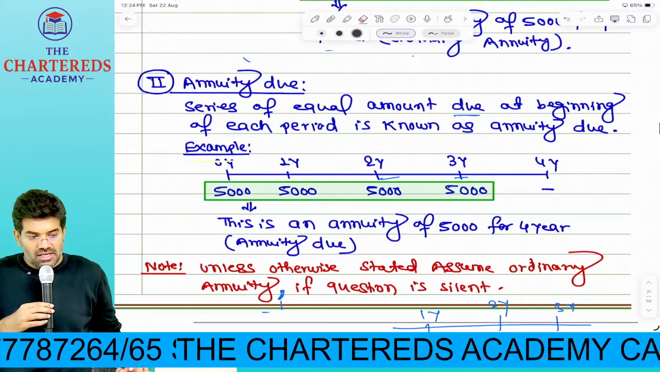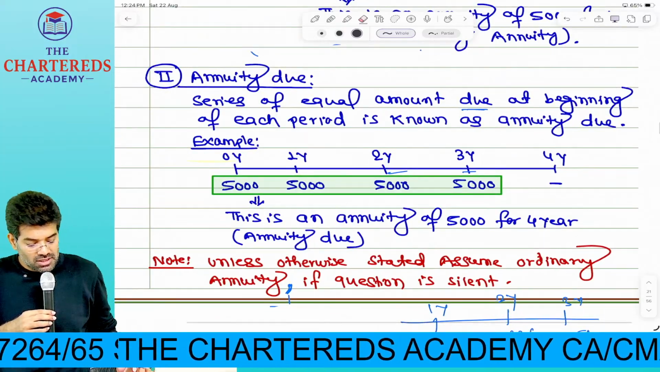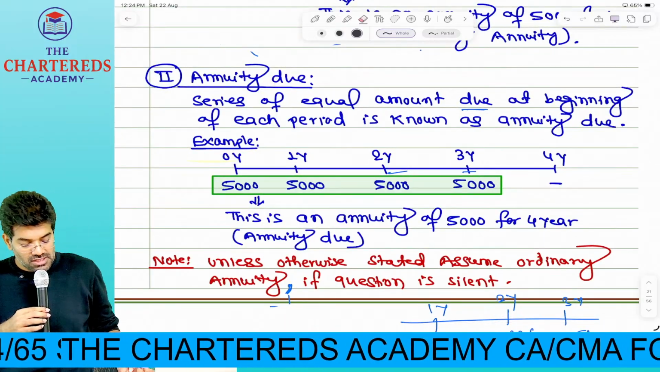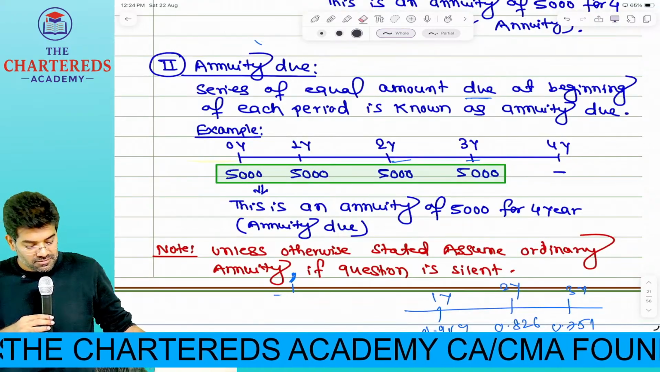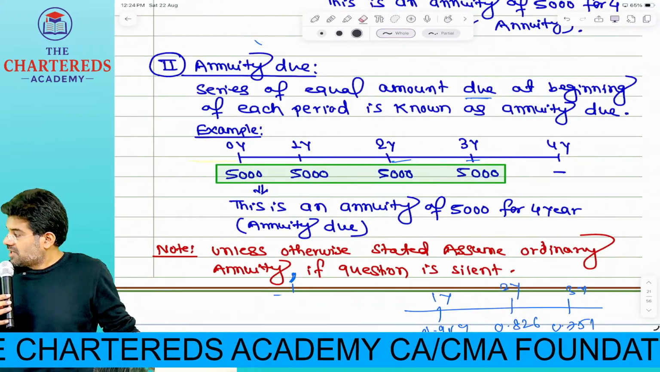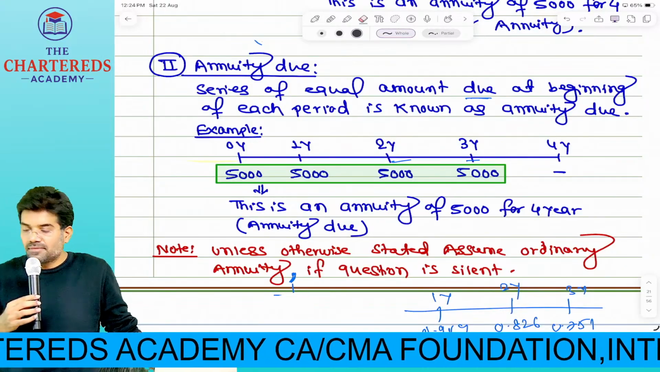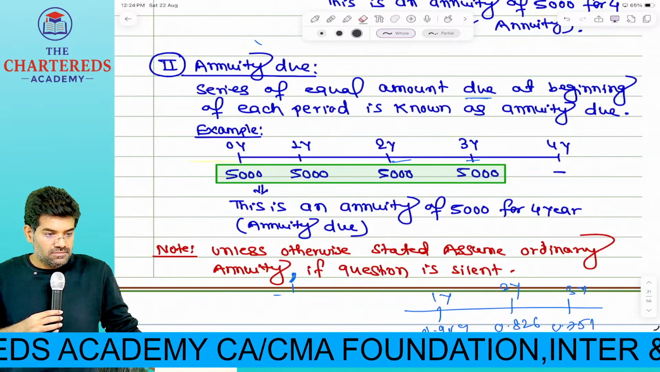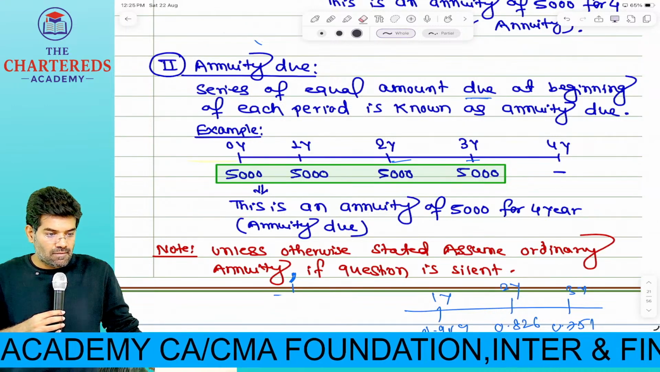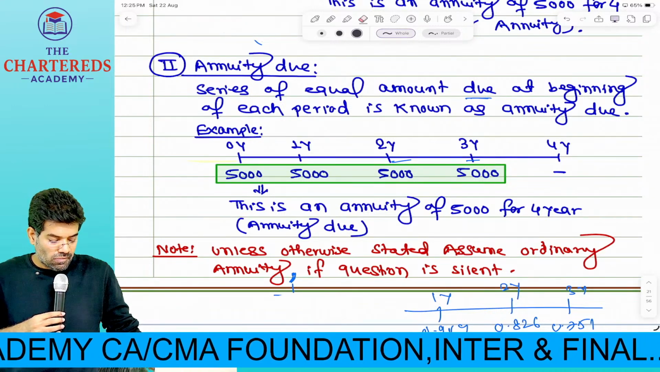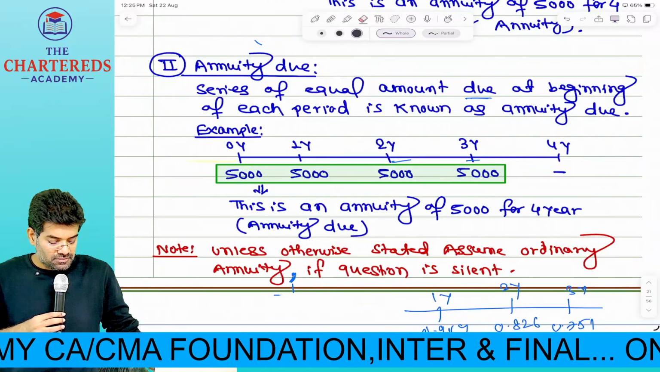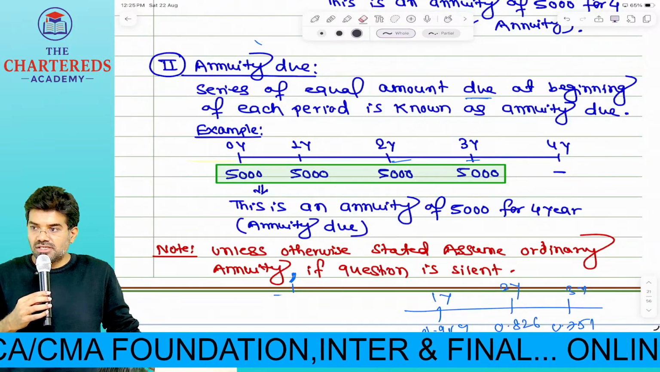So if nothing is stated in the question, we should always assume that it is an ordinary annuity. If the question is silent, unless otherwise stated, assume ordinary annuity.